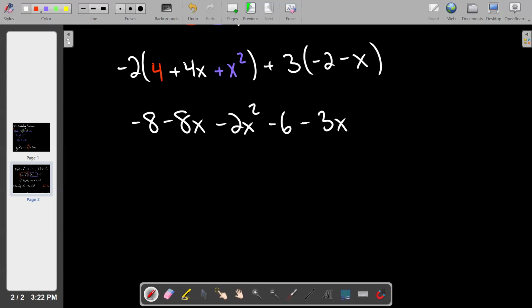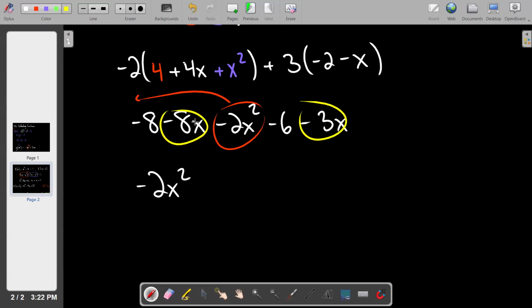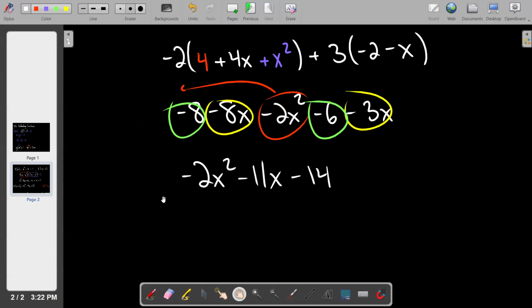So the -2x squared is going to lead the way. We always want to put that power term out in front. And then we're going to take these two yellow ones and put them together, which makes -11x. And then we're going to take our two greens, which are, do you guys remember what the green ones are called again? Constant terms. Very good. So that's a -14. And that's it. So again, that would be j of -2 minus x.